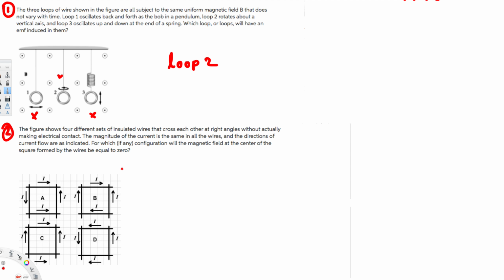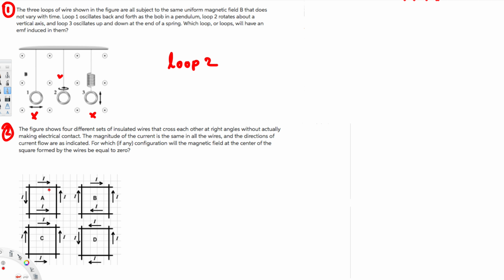Now let's see how we can find it. In order to be 0, the fields have to cancel each other. The magnetic field's direction, like if this comes out and this goes in, that's where it's possibly 0, right? So let's go ahead and find the direction of the magnetic field and analyze. Now let's look at this one. We have to use the right hand rule.